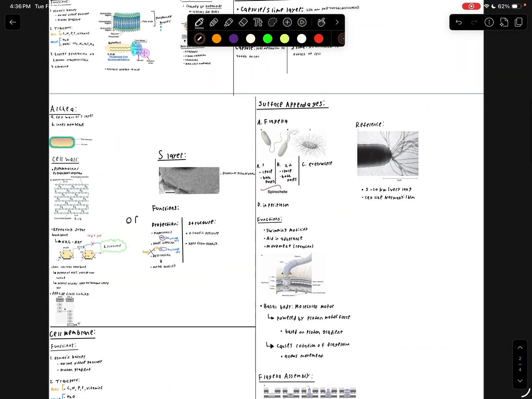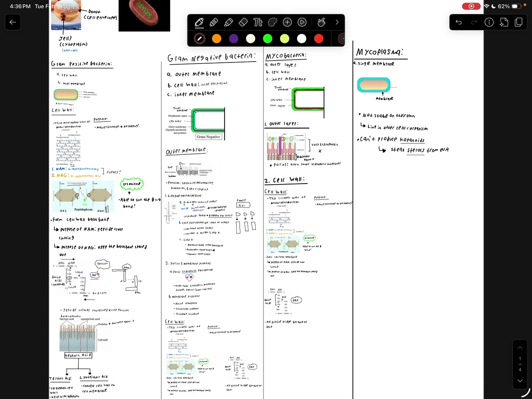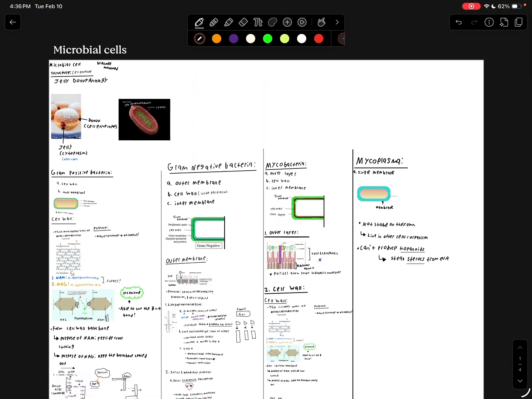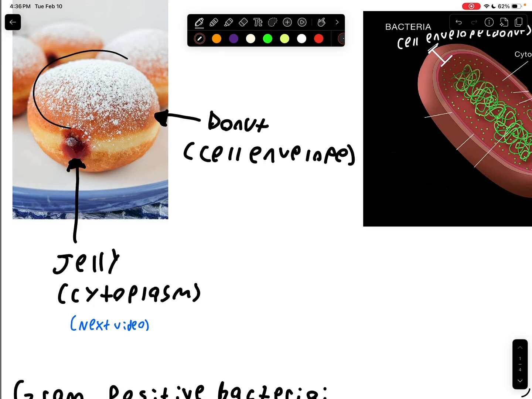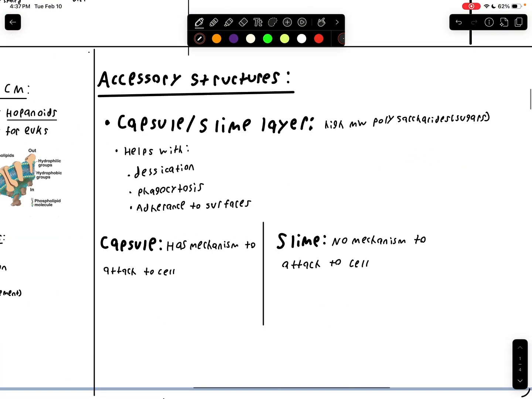So now that we've gone through the things that bacteria and archaeal cells have, we can talk about some accessory structures. So let's go back to the donut analogy. As you can see over here, this donut happens to have powder on it. It could just be a glazed jelly donut. It could be a powdered glazed jelly donut, right? So you can add things to it. You can go crazy and add sprinkles to your donut. I don't know why you would do that on a jelly donut, but you can. That's the whole idea.